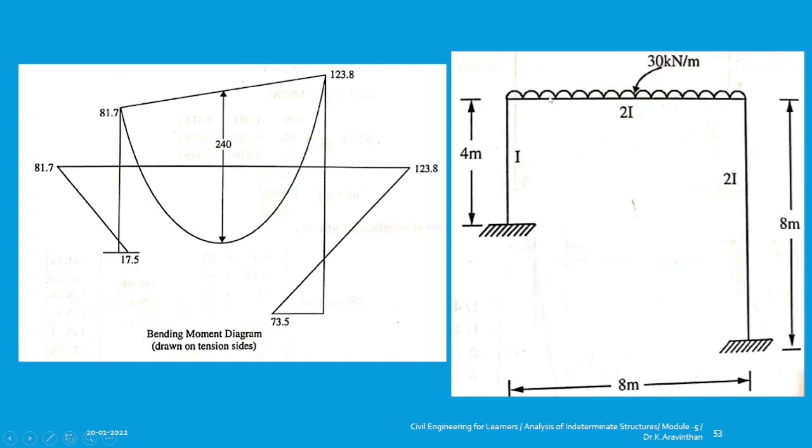And how to find the positive bending moment? You have to take WL square by 8. 30 into 8 square divided by 8 will be 240. So you can draw this combined bending moment. Okay, this is the process, but if you know these steps, the steps don't vary, but according to your indeterminacy and according to your stiffness matrix, your size varies.